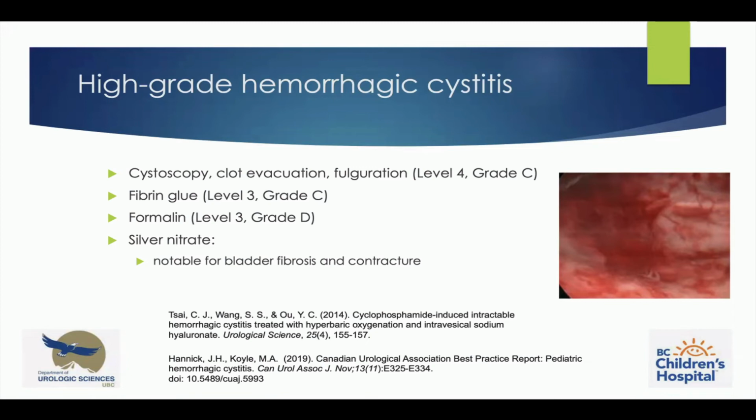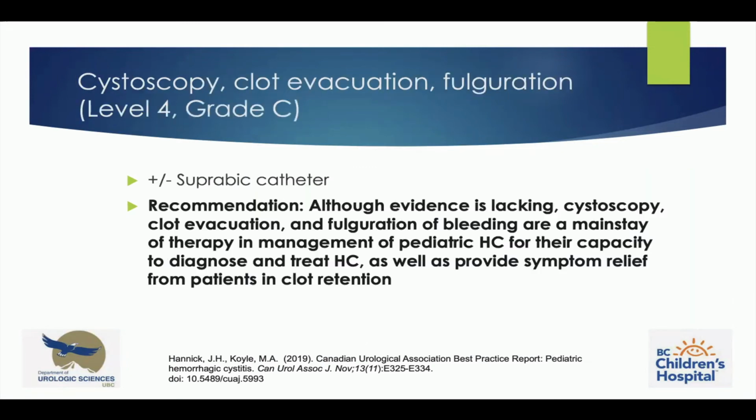Cystoscopy for hemorrhagic cystitis is useful for clot evacuation and fulguration if there is some isolated bleeding. We can also, in pediatric patients, use that time to put in a suprapubic catheter, because this is often a way that we can do continuous bladder irrigation.